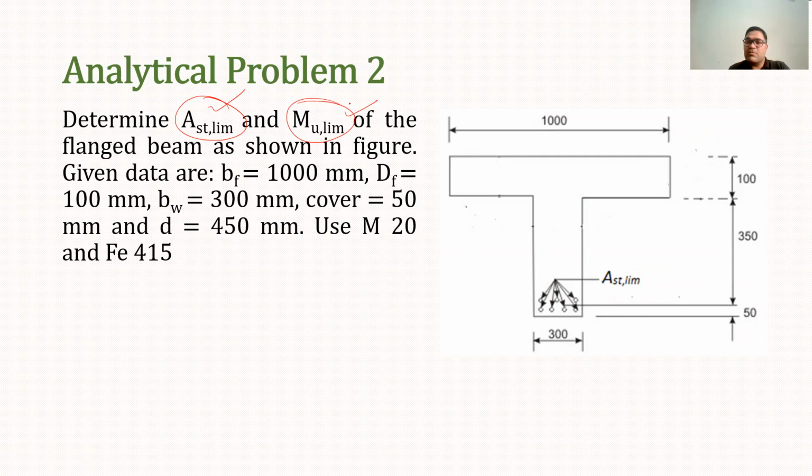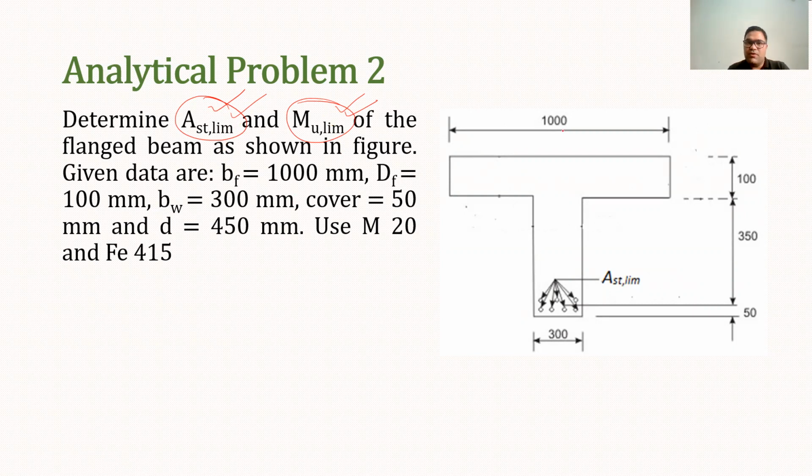Now, what is the meaning of AST limiting? Well, the area of steel required for balanced section is called AST limiting in limit state. Generally in limit state, we use this term AST limiting for the area of steel required in balanced section. Similarly, MU limiting is the moment of resistance of balanced section. So we call it MU limiting sometimes.